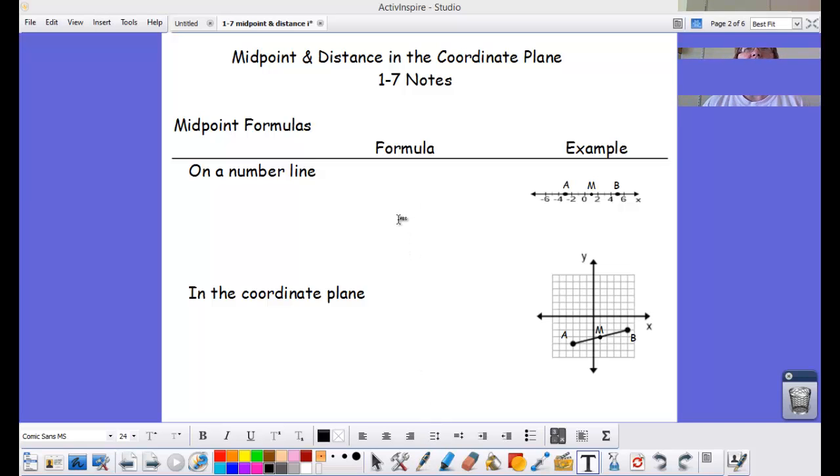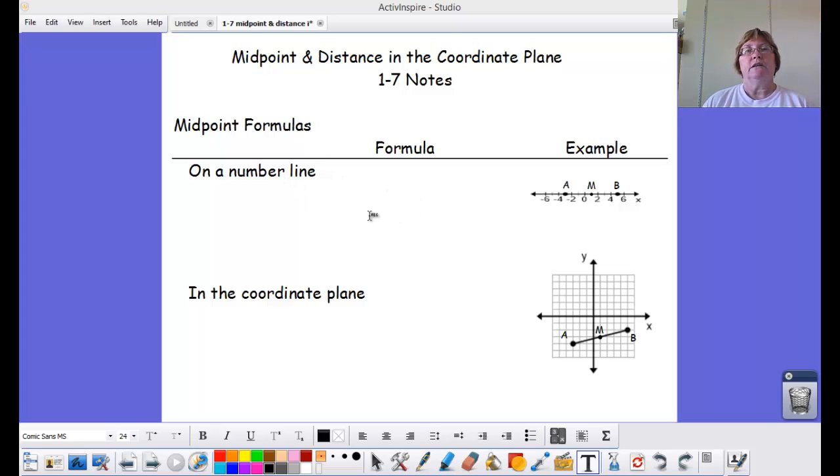Hi, welcome to our geometry lesson today. You can see we're looking at section 1.7 from your textbook, and today we're going to be talking about finding the midpoint between 2 points and the length of a segment, or the distance between 2 points in the coordinate plane. We are going to begin though on a number line.